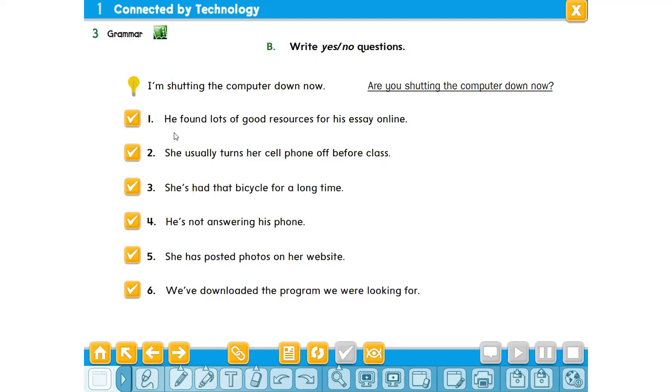We use does when the verb has s, like plays, goes, drinks. Here the verb is found. You know, found. It's the past of the verb find. Find, found. So it's not does, it's did. Did he found? Did he found?